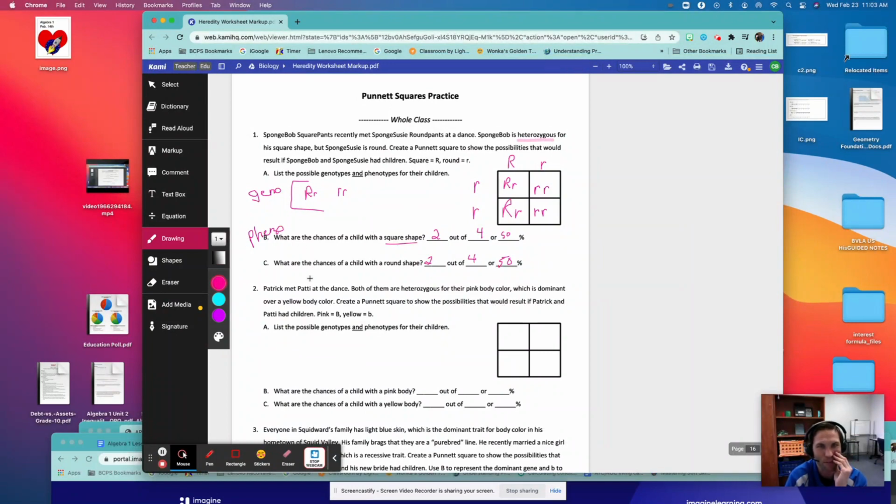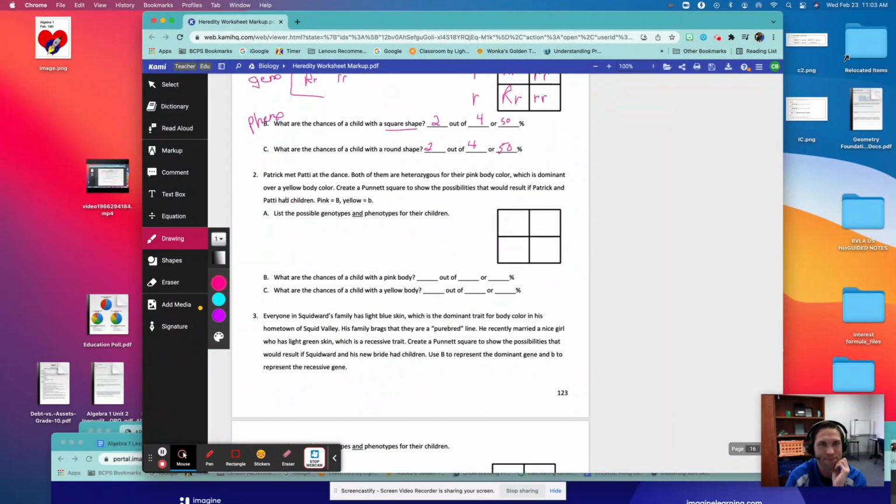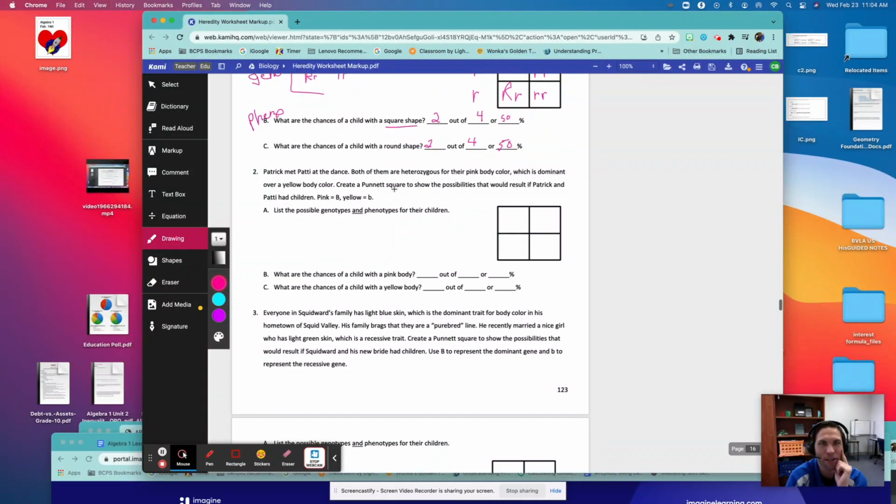All right, so let's do another one. Patrick met Patty at the dance. This dance is getting everybody together. Both of them are heterozygous for their pink body color, which is dominant over yellow body color. Create a Punnett square to show the possibilities that would result if Patrick and Patty had children.